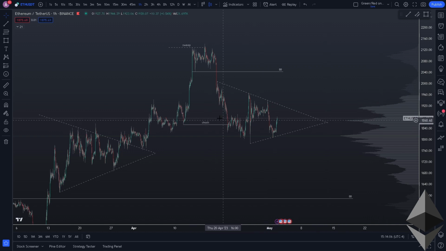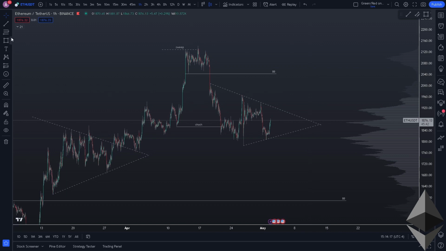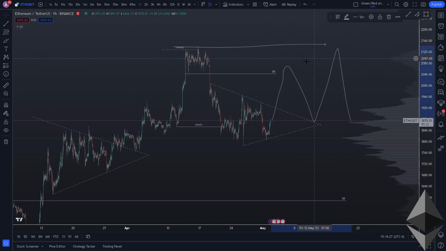So we've had this change of character on the daily. This just means that we've had a break of structure here, and we've generated a new zone of supply for Ethereum. Anything in this level here between this change of character and this high is honestly free game for price action to move through. It is very unlikely that this high will get broken, but in the markets, of course, anything is possible.